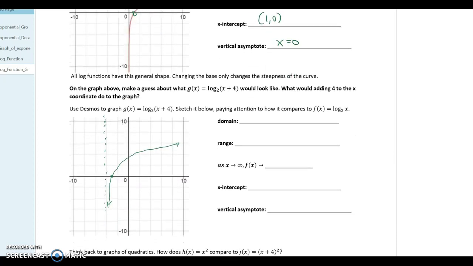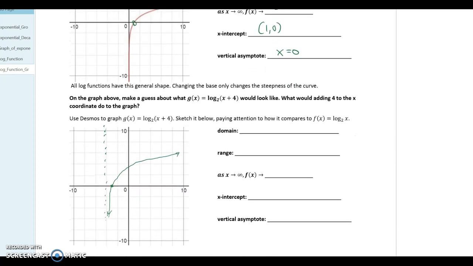So, filling this out, domain, the furthest left it goes is now negative 4. Furthest right it goes is infinity. The range still goes down to negative infinity and up to positive infinity. Now as x goes out to infinity, the graph itself, f of x, goes up to infinity. Our x-intercept is now at (-3, 0), and the vertical asymptote here is at x equals negative 4.